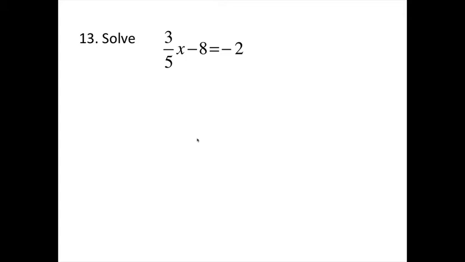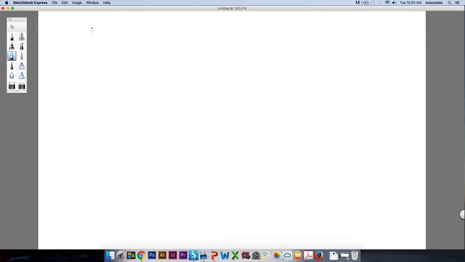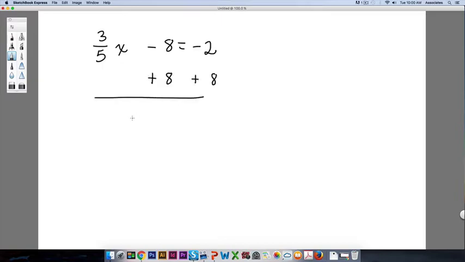So let's go ahead and go to our slate, and this says 3/5 x minus 8 equals negative 2. So the first thing I'm going to do is, the inverse of subtracting is adding. So I'm going to add 8 to both sides. So I get 3/5 x equals a negative 2 and a positive 8 is a positive 6. Now to get rid of a fraction, the easiest way is to multiply by its reciprocal. So the reciprocal of 3/5 is 5/3.